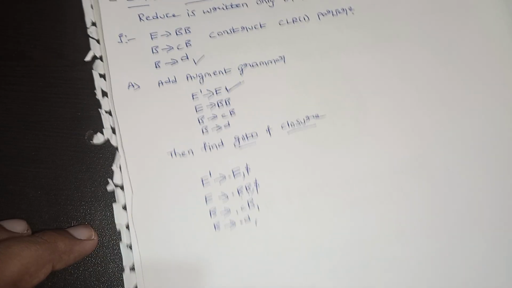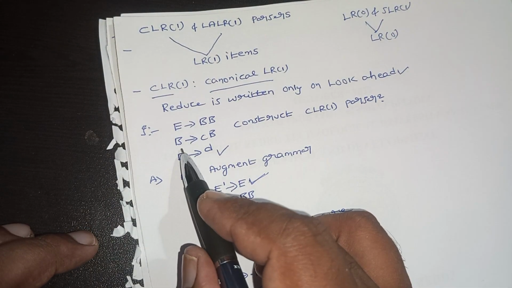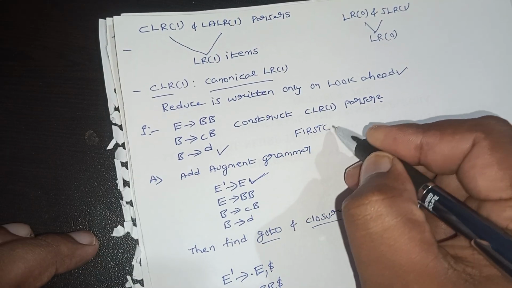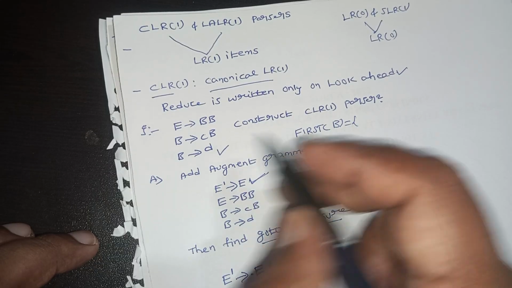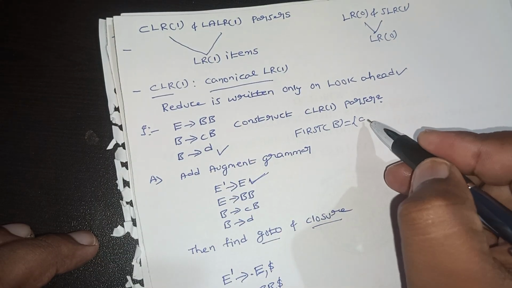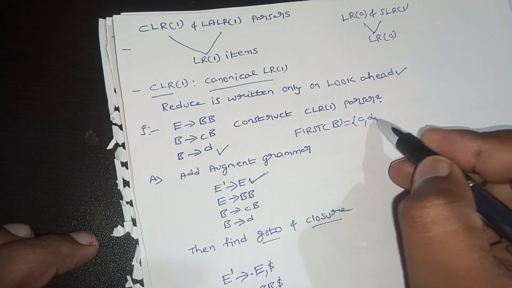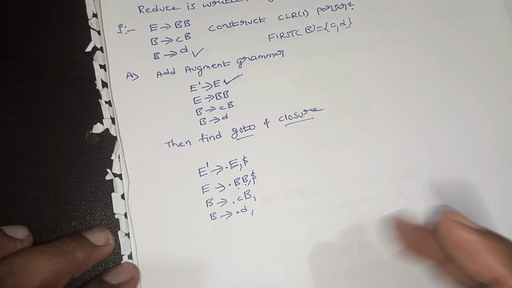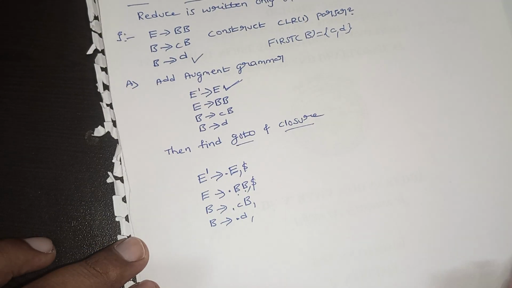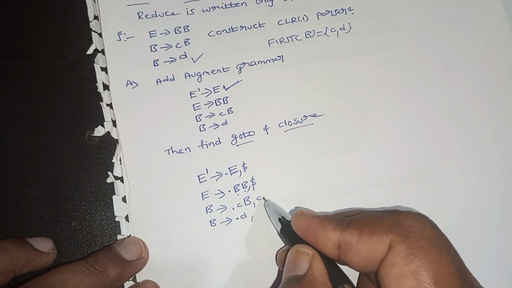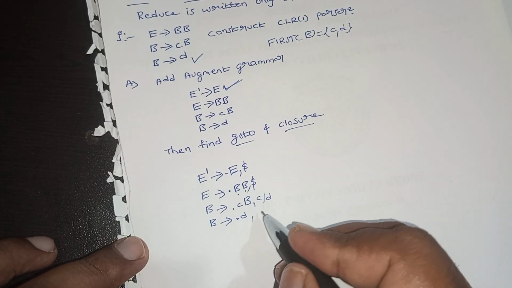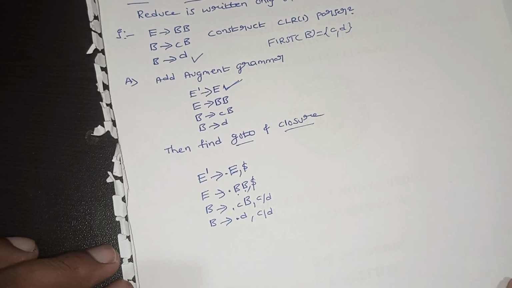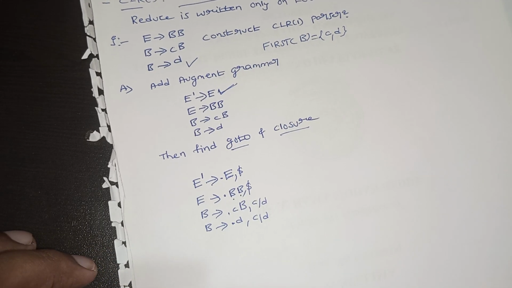Now come to our grammar. So what is the first of B? First of B is first of small c, comma D. So these are the first of B. There you write C by D. So this is how to add the lookahead symbols.